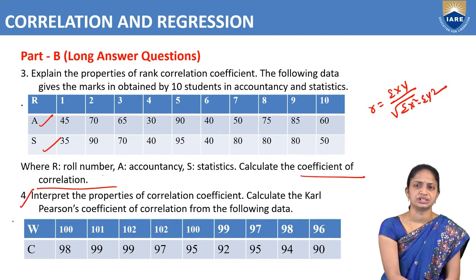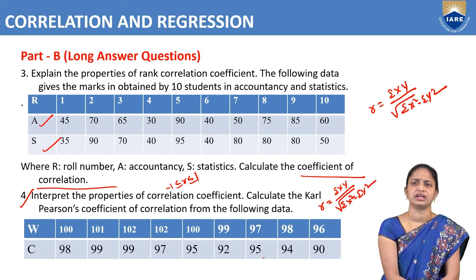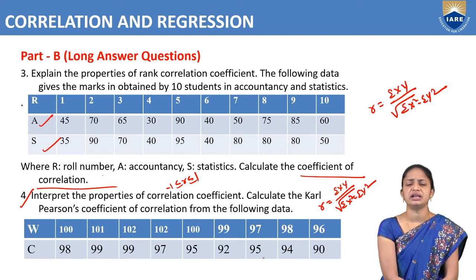So next, coming to the next question, interpret the properties of correlation coefficient. The correlation coefficient properties are also the same. r always lies between -1 and 1. Calculate the Pearson's coefficient of correlation from the following data. Here also the same, we have to calculate r equal to summation xy by under root of summation x square into summation y square. That is the formula, where capital X equal to x minus x bar and capital Y equal to y minus y bar.